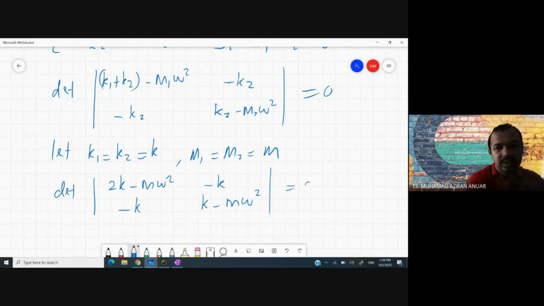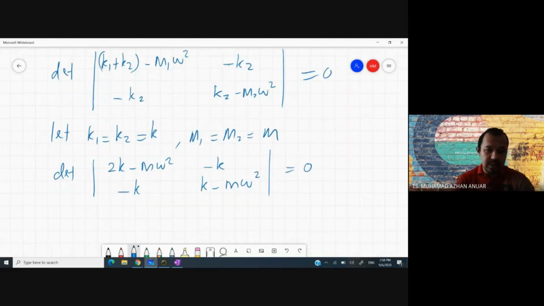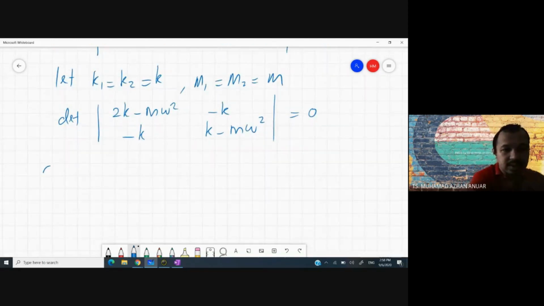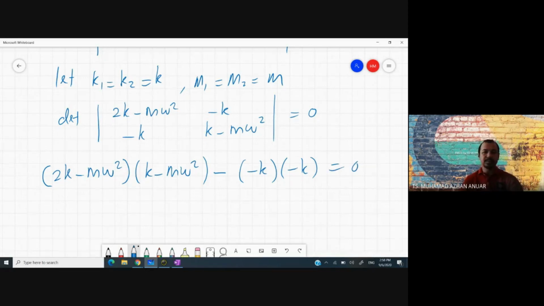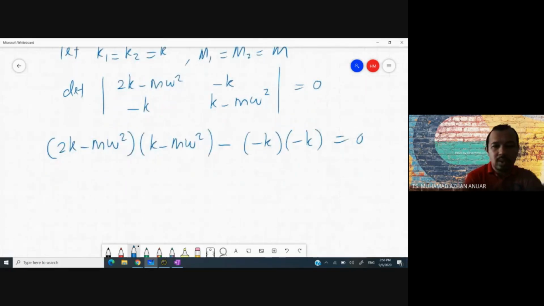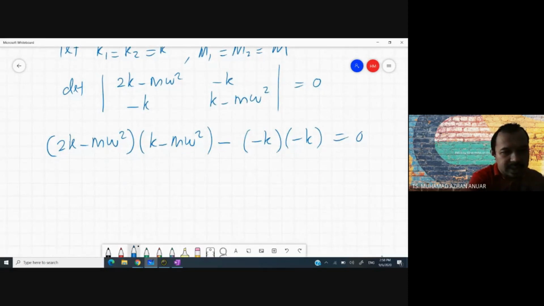So you get it equal to 0. Let's solve this one. You know that you get the determinant: (2k minus m omega square) multiplied by (k minus m omega square), minus (minus k) multiplied by (minus k), that is equal to 0. When you solve it further, let's write everything first.